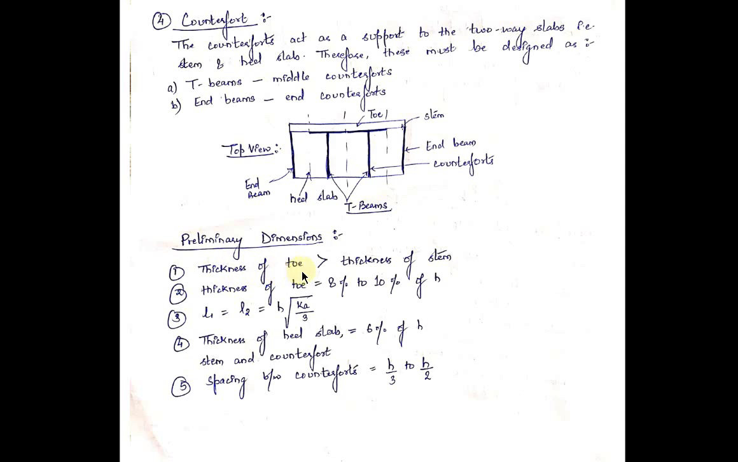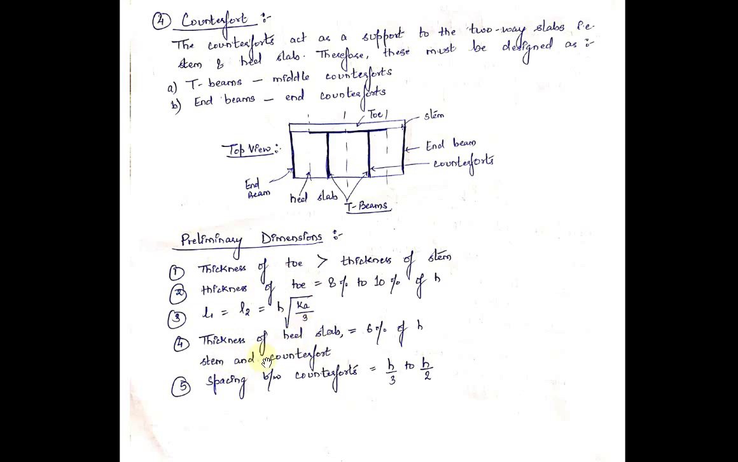The thickness of the toe is greater than the thickness of the stem. You have to keep this in mind, that the thickness of the toe is always greater than the thickness of the stem. The thickness of the toe is 8 to 10% of the total height of the retaining wall. Small L1, L2, we already studied these two lengths in the cantilever retaining wall. So L1 and L2 are calculated on the same basis, that is h under root Ka upon 3.